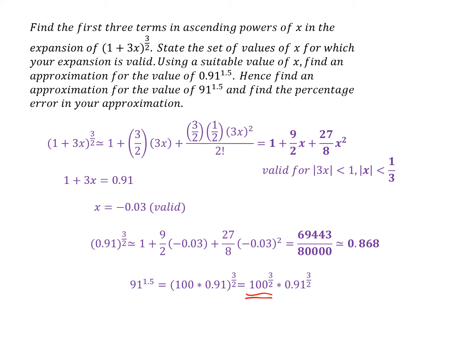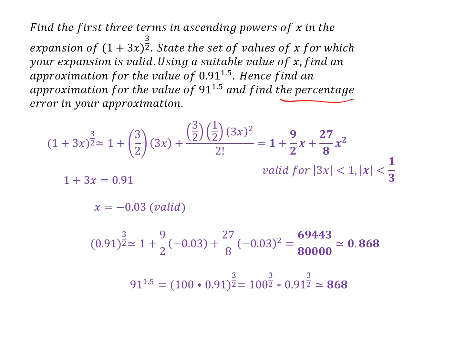So this is 1,000 times that, and we've already worked out what that was. So 1,000 times that is 868 roughly. So that's our approximation for the value of 91 to the power 1.5.